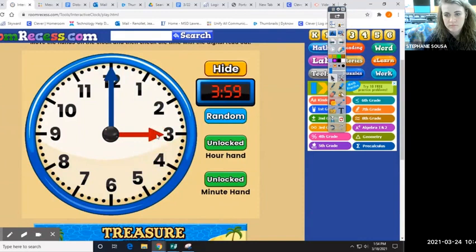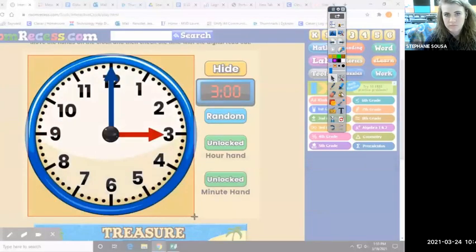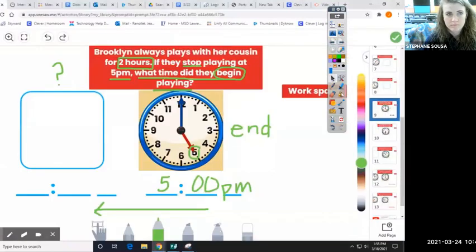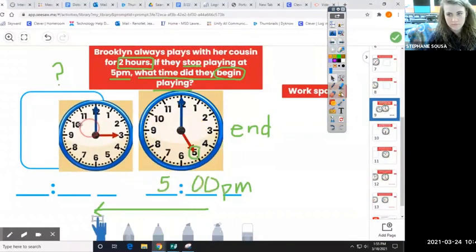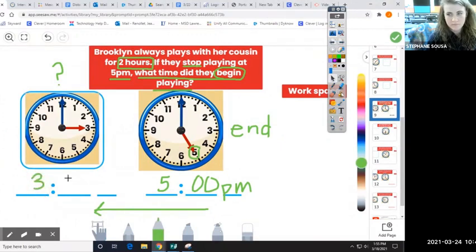To learn that Brooklyn and her cousin started playing at 3 o'clock p.m. Next, I need to take a picture of my work, and I'm going to show evidence of my answer. Next, I can record the time, 3 o'clock p.m. And I know it's p.m. because I haven't gotten to 12 where my label would change.